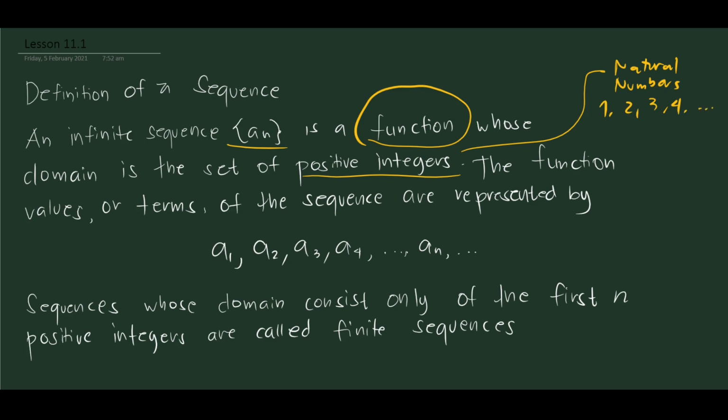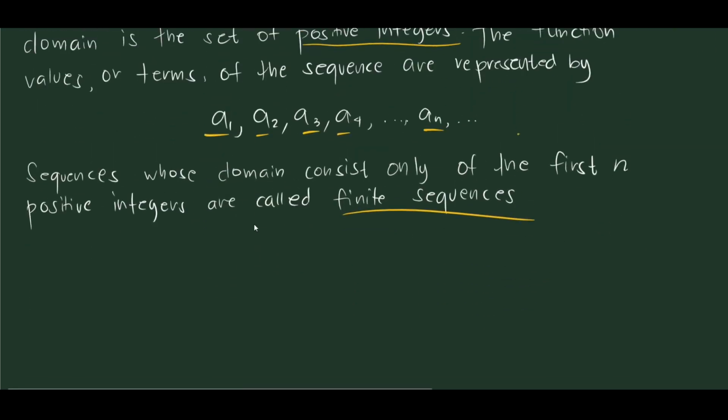The function values, or terms of the sequence, are represented by a1, a2, a3, a4, until an, and so on. Sequences whose domain consists only of the first n positive integers, meaning the domain is only a subset of the set of natural numbers, are called finite sequences. Okay, so let's come up with an example so that we can understand it a bit more.